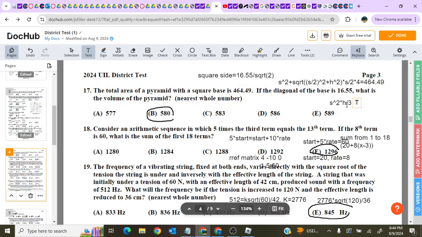Then once you do that, you just do s squared and multiply it by h over 3, because that's the formula for the volume of a pyramid. Do that and you will get a volume of 580.